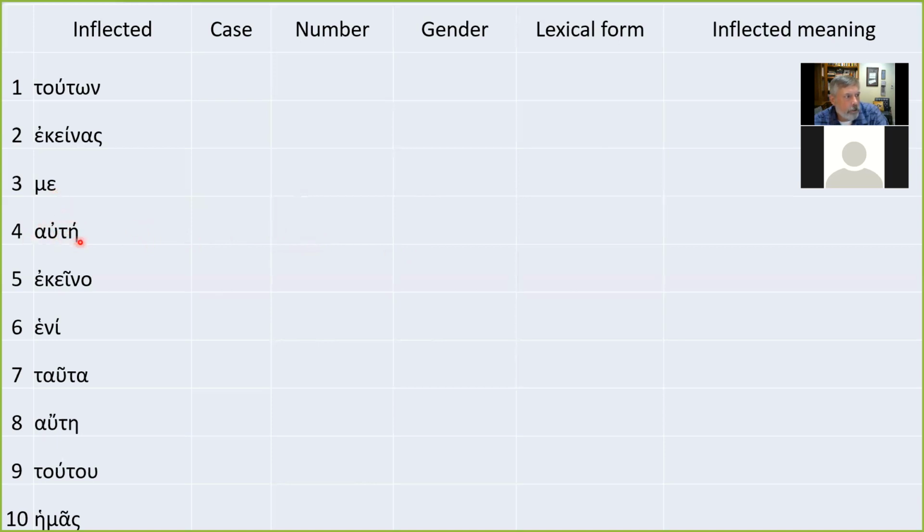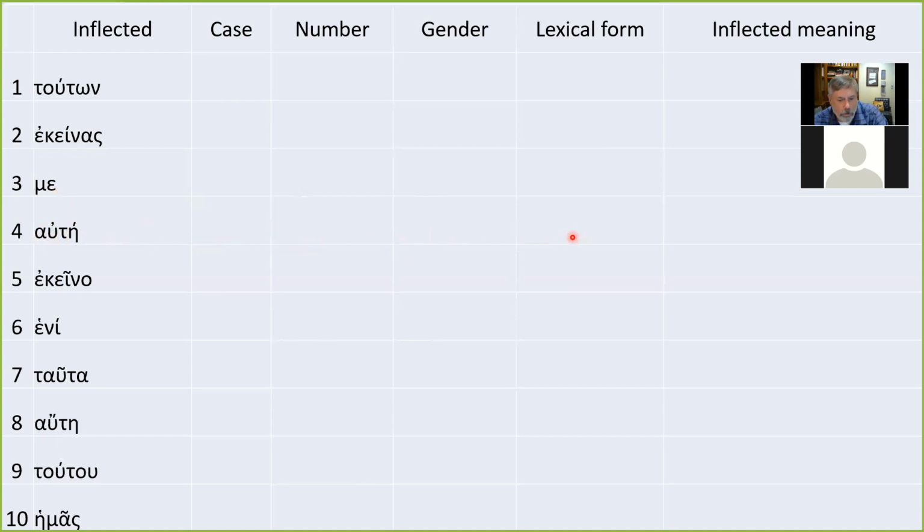This is a third person personal pronoun, and so its case would be the nominative. Its number would be third person singular. What about gender? Feminine is more accurate. First and second person do not have gender, but the third has gender: masculine, feminine, and neuter. Lexical form would be autos.